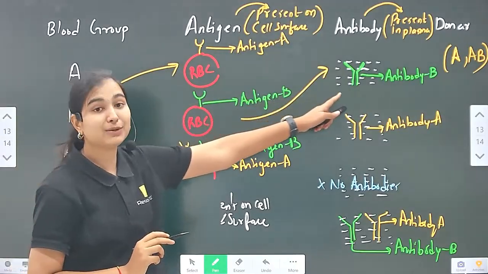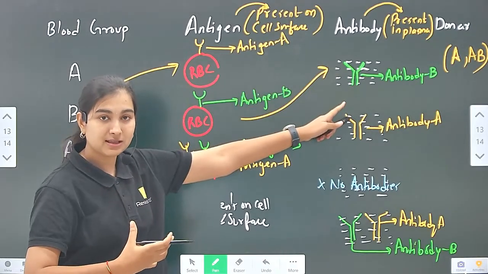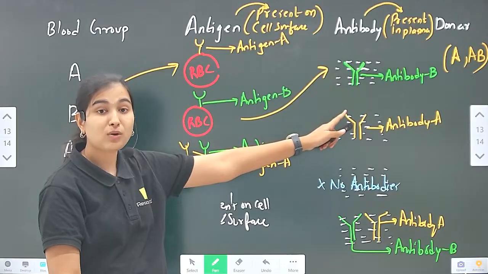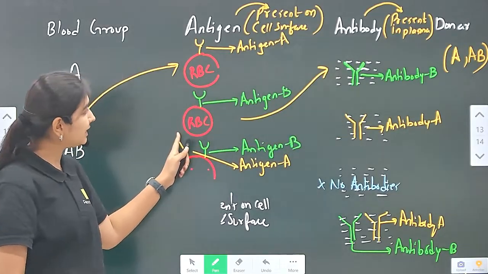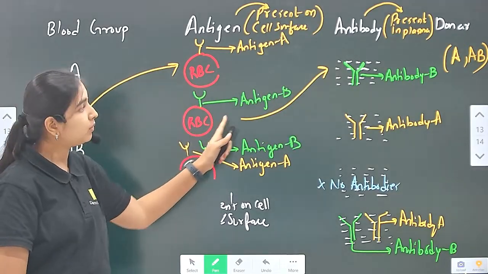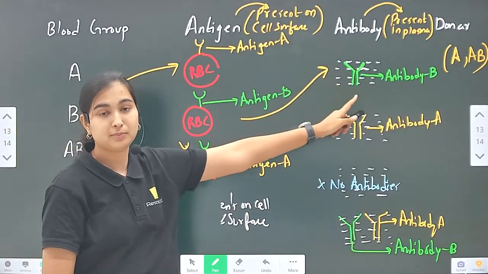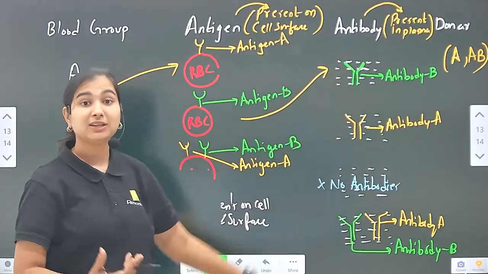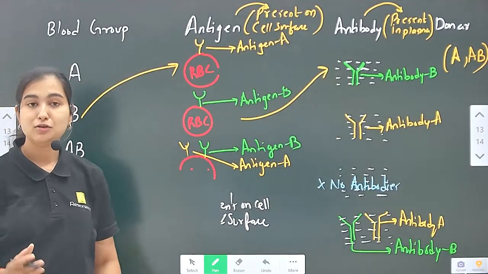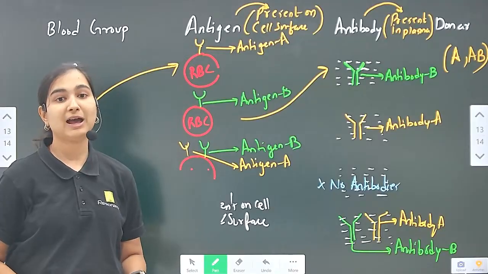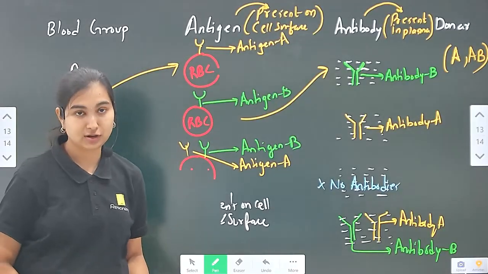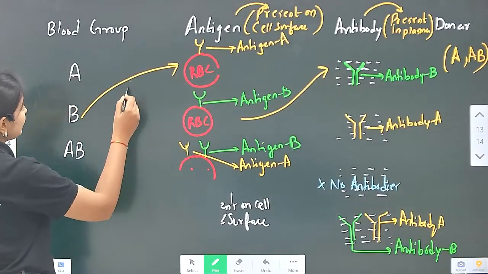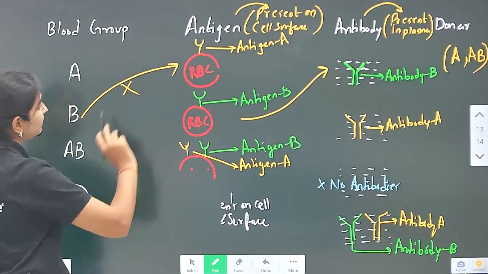Now if a person with blood group B donates the blood to a person with blood group A, what will happen? The antigen B will be going into the plasma of the person with blood group A, but what is present in the plasma? Antibody B. So there it will be a clumping. In the end, it will not be efficient. So this is not a good match. So here it is no. The B cannot donate the blood to A.